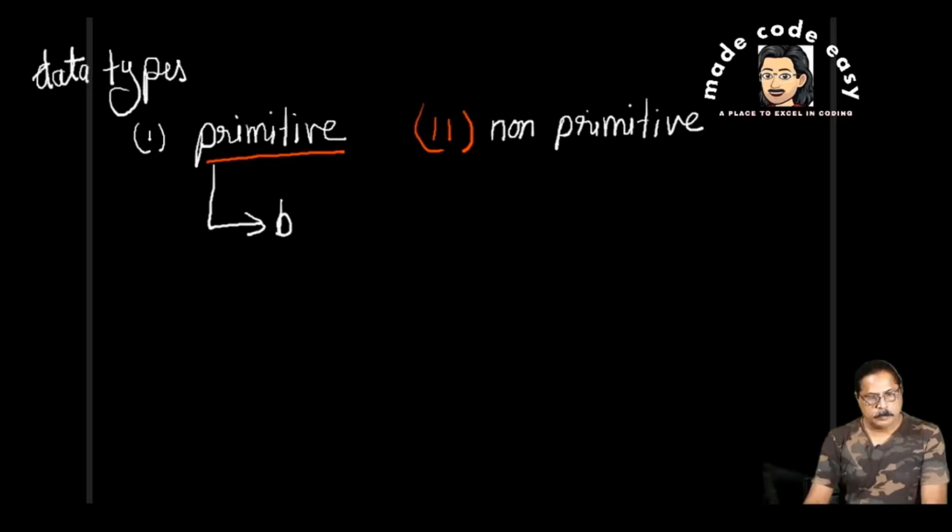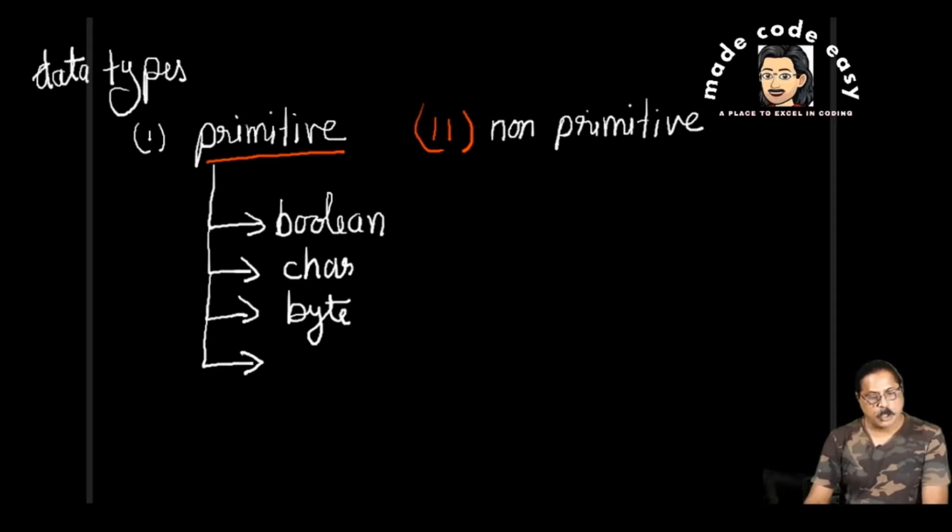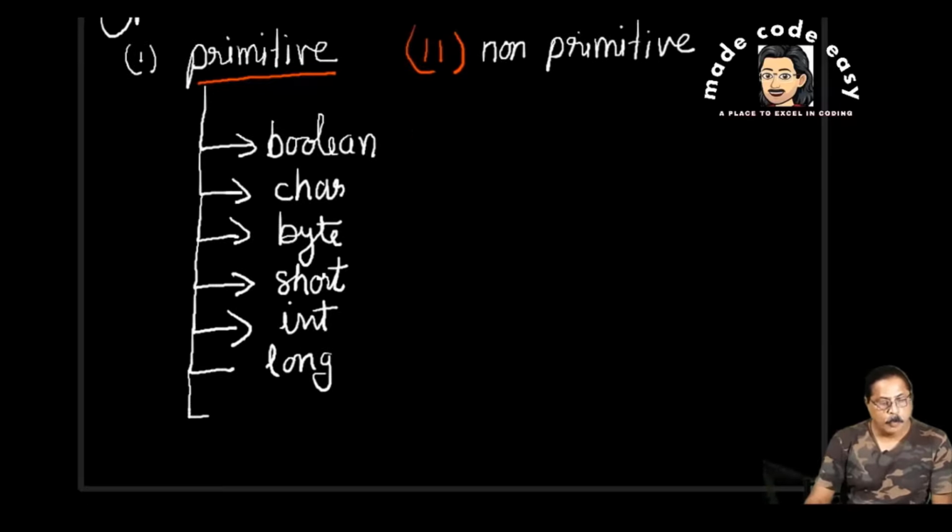Boolean, we have character, char, then we have byte, then we have short, then we have int, long, float and double. These are the primitive data types.